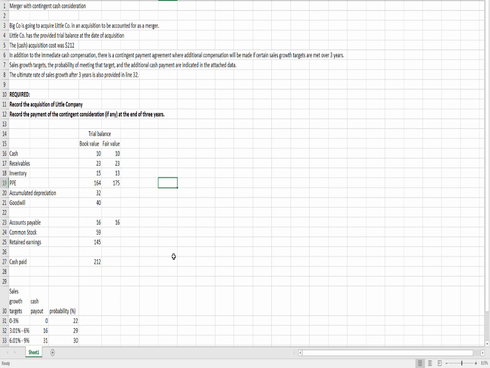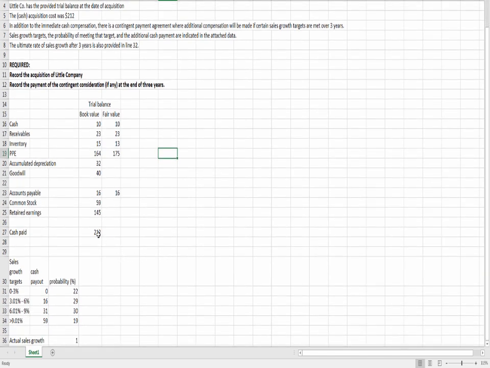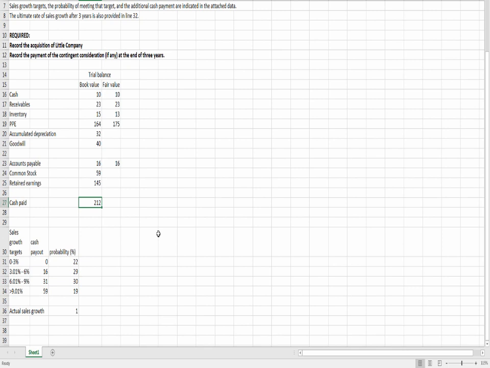Big company is going to acquire little company in an acquisition to be accounted for as a merger. Little company has provided the trial balance at the date of acquisition. The cash acquisition cost was $212. In addition to the immediate cash compensation, there is a contingent payment agreement where additional compensation will be made if certain sales growth targets are met over 3 years. Sales growth targets, the probability of meeting those targets, and the additional cash payments are indicated in the attached data.